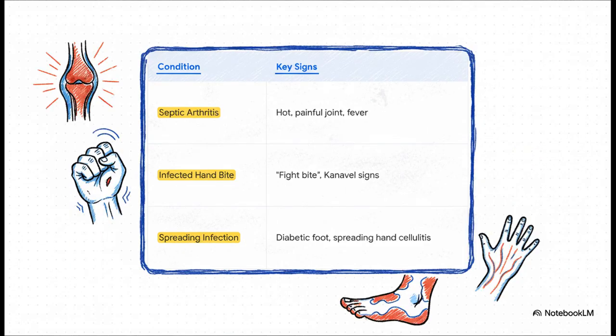Next up, let's talk infection. Septic arthritis is a huge one for exams. You're looking for that hot, swollen, super painful joint, usually with a fever. And the key piece of the puzzle, the patient literally cannot bear any weight on it. That's a trip to the ED for a tap, no question. Also, keep an eye out for nasty hand infections, especially a fight bite. That's a clenched fist injury over a knuckle, and any deep foot infection in a diabetic patient. Those can go south fast.